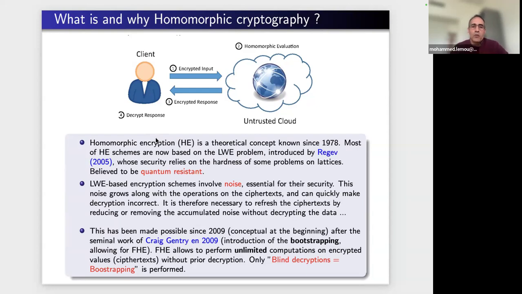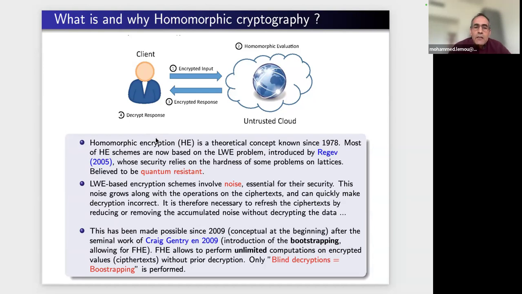But I just wanted to say that homomorphic encryption is a theoretical concept which is known since 1978, almost. And most homomorphic encryption is now based on the so-called learning with errors problem, which was introduced by Regev in 2005. And it is believed to be quantum resistant. So it's very interesting from this aspect.